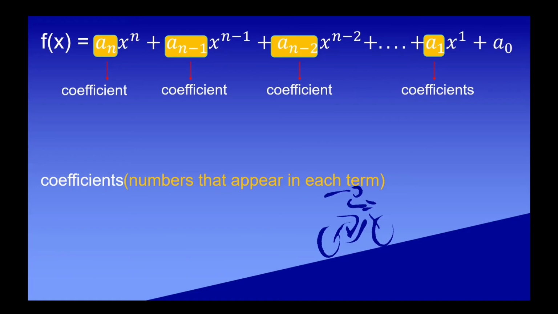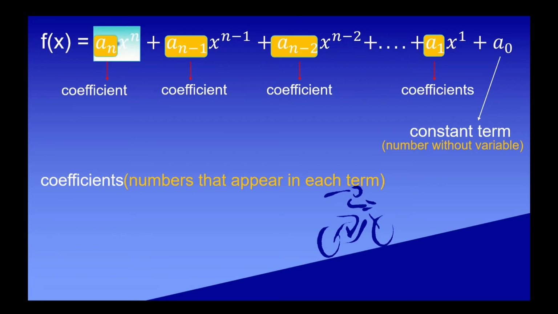We have also the last term of this particular function of x, that is called the constant term. It refers to the number without a variable. Our first term, a_n x^n, is our leading term, and the a_n makes our leading coefficient.